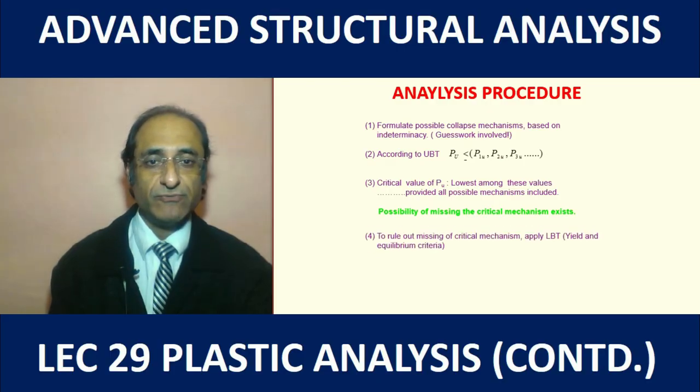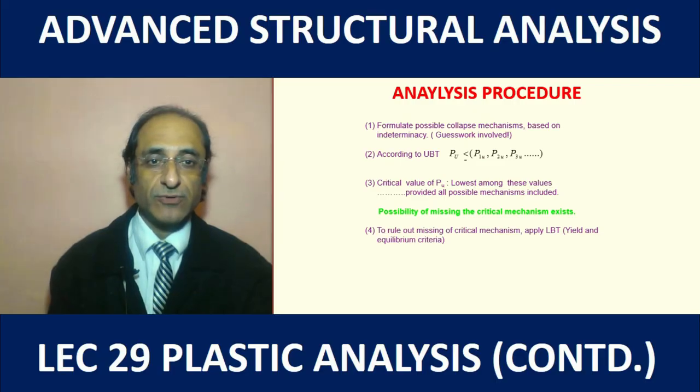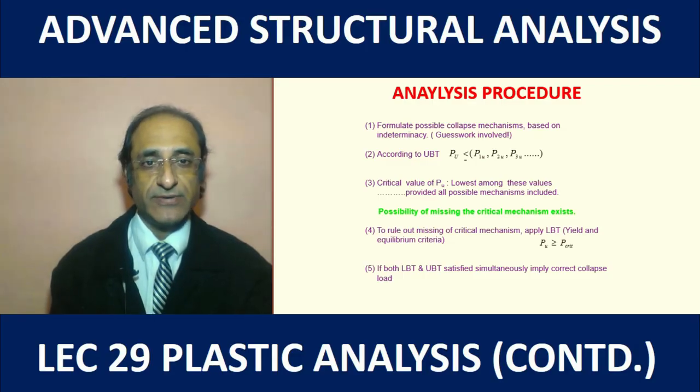And in order to make sure that we have not missed out the actual and the true mechanism, we do now the equilibrium and the yield check. That is, we apply the lower bound theorem. So if the lower bound theorem is satisfied, it ensures that the mechanism identified is basically the lower bound. So if both the upper bound and the lower bound theorems are satisfied, then we are very sure that we have identified the correct failure mechanism, and whatever is the load we are computing, that is the actual ultimate failure load of the structure.